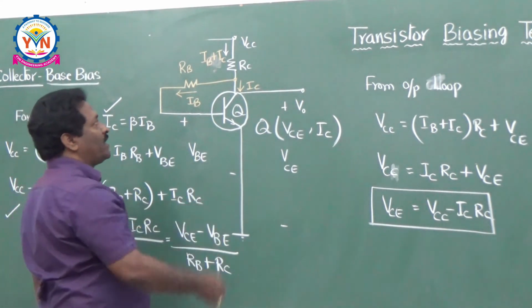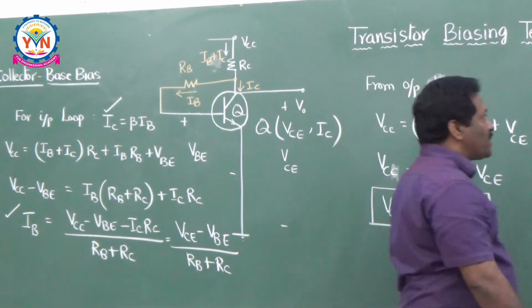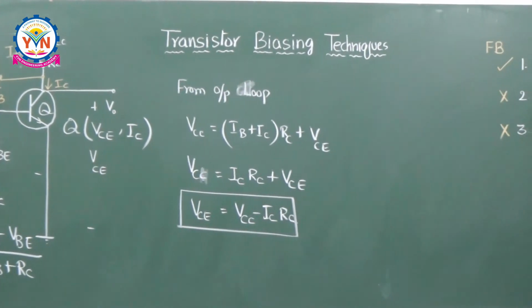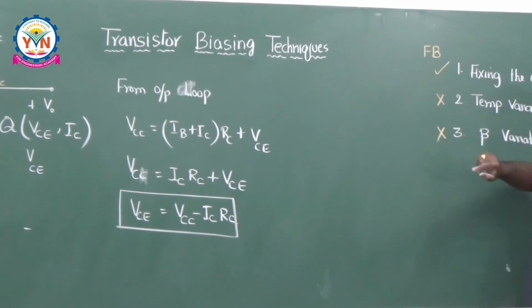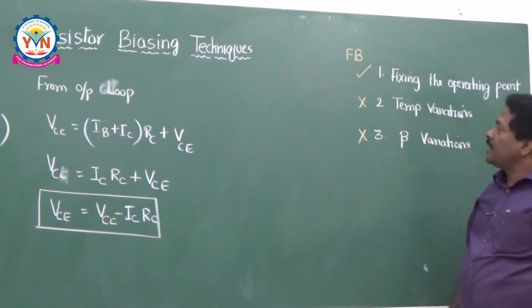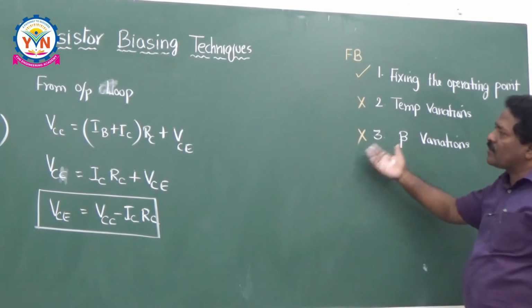So now let me check whether they are changing it or not. If you are taking these variations here, for the fixed bias, fixing the operating point is excellent. We have fixed it. And the temperature variation is a failure. Beta variation is also failure.